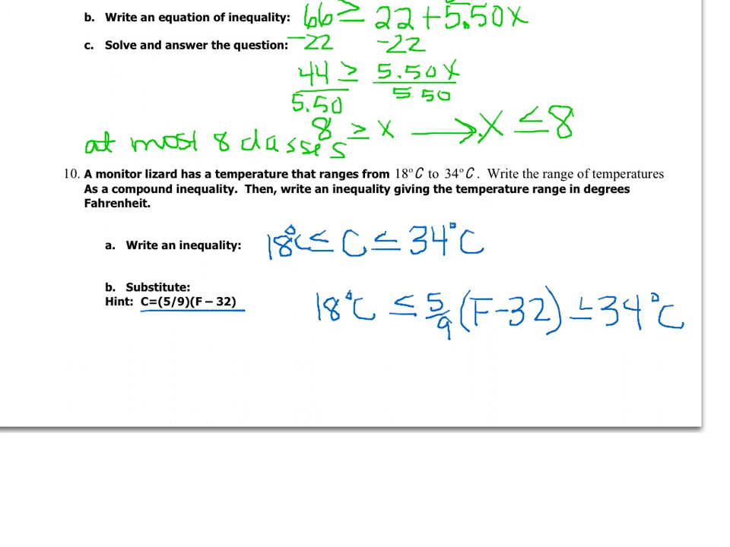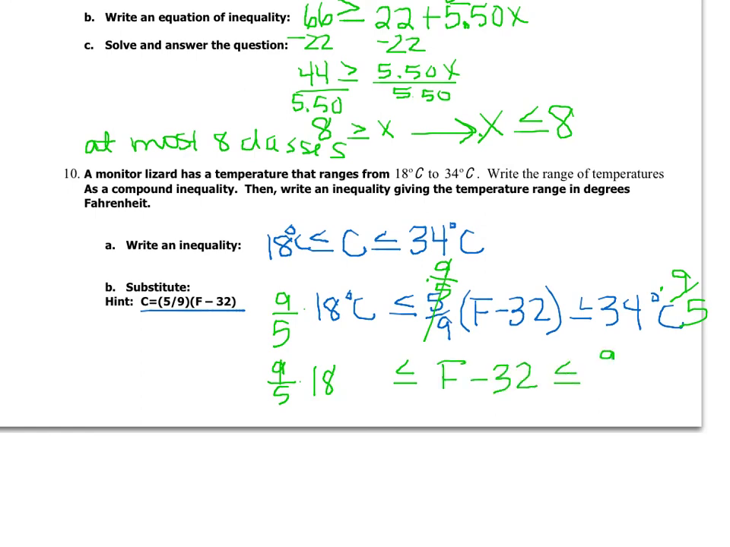To undo that fraction, I'm going to multiply by the reciprocal, 9/5, so those will cancel. So I'm going to multiply all parts by 9/5. So 9/5 times 18, I'm just going to keep that value right now. It's less than or equal to, in the middle I still have F minus 32. It's less than or equal to, over here I have 9/5 times 34.